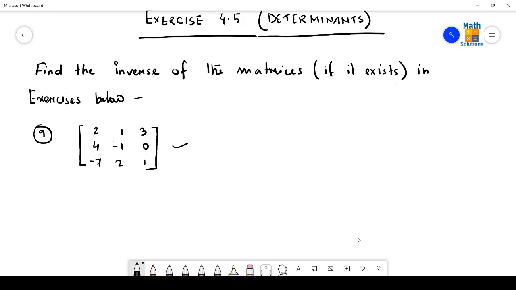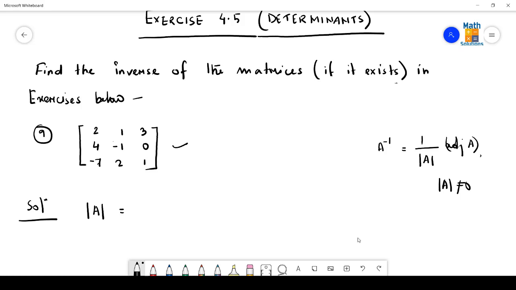We already know that the formula for finding out the inverse of any square matrix, capital A, is this one: 1 by determinant of A into adjoint of A, provided that determinant of A is not equal to 0. So in the solution part, first of all we have to evaluate the value of the determinant.